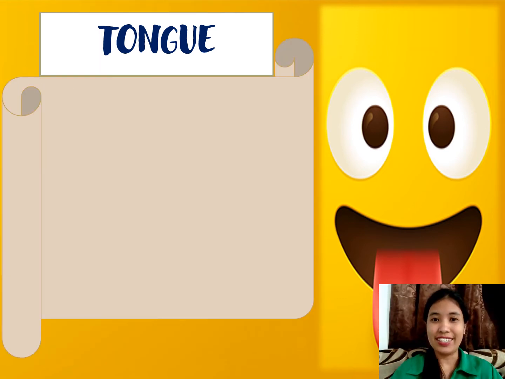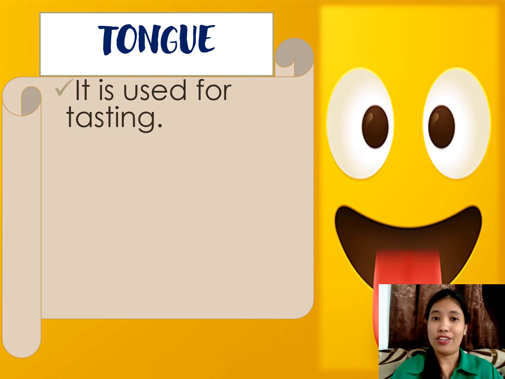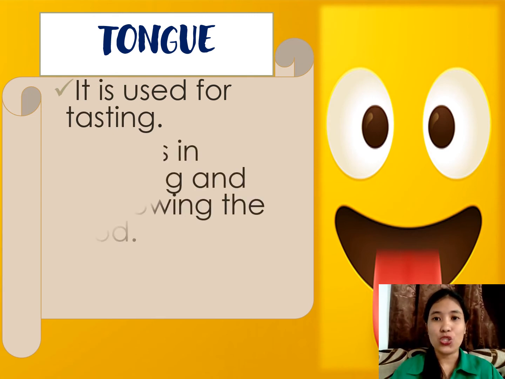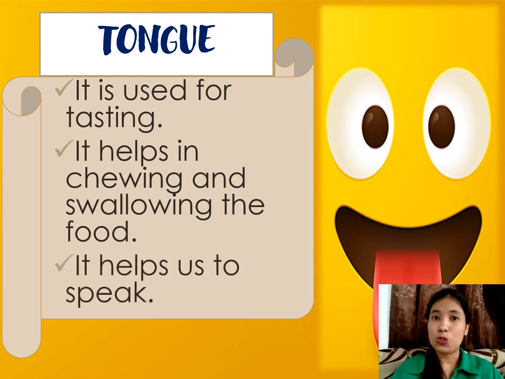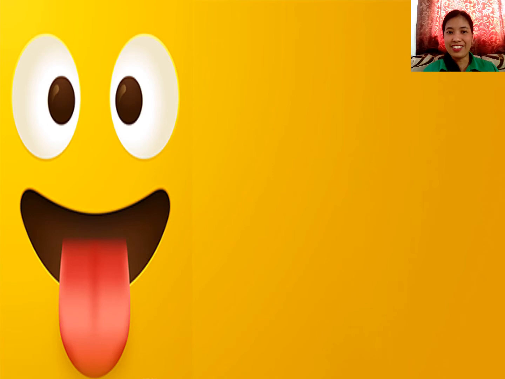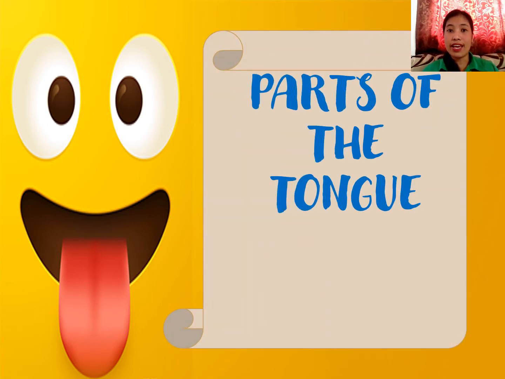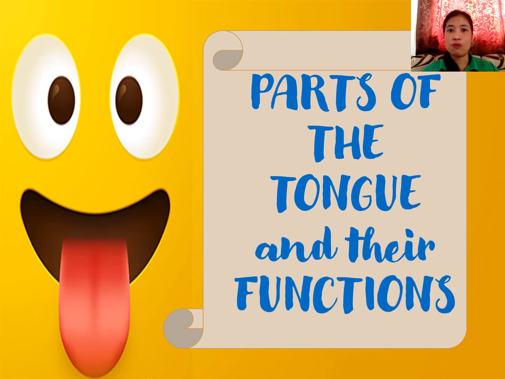How does the tongue help us? As we all know, our tongue is used for tasting. Another thing, it helps in chewing and swallowing the food. Next, it helps us to speak. Just like the other sense organs, the tongue has its own parts, and those parts have specific functions. So let's find them all.